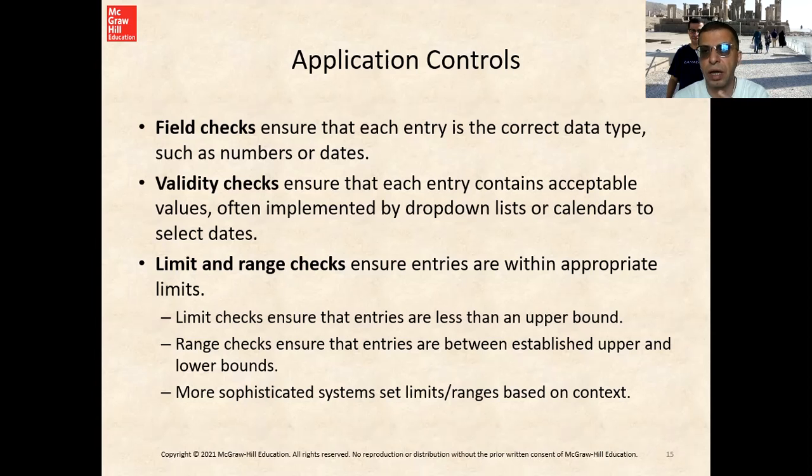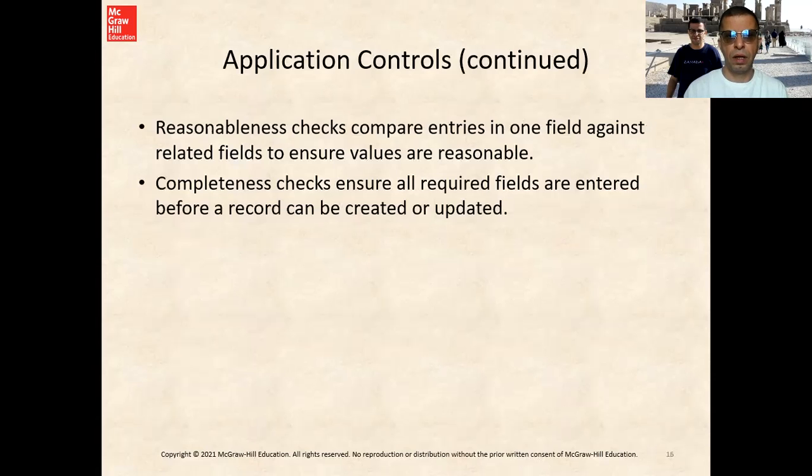And there could be a combination. So if you are making bigger orders, smaller orders, more sophisticated orders, that's what we call more sophisticated. That's a limit and range for them.